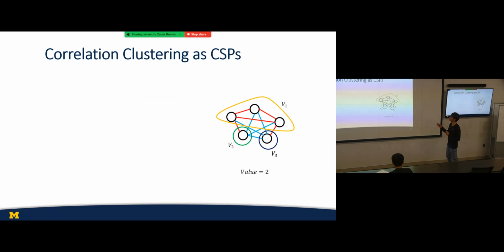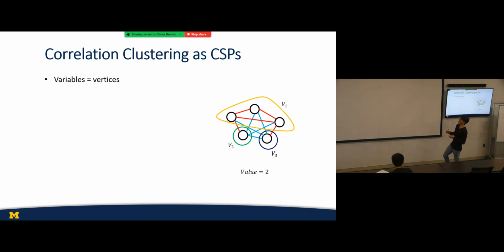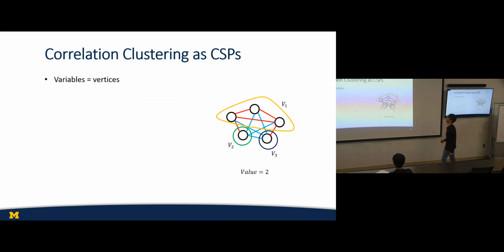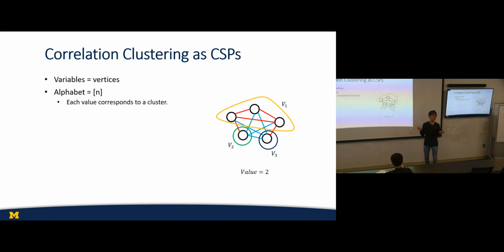Okay, so then here's the CSP part. Let me try to interpret correlation clustering as a CSP. My interpretation is as follows. Each vertex becomes a variable. The variables can take a value from the domain or alphabet, which is the set of numbers between 1 and n. The n is there because possibly there can be n clusters, and one number just corresponds to the ID of a cluster.